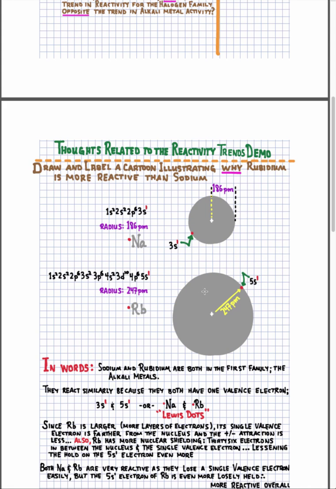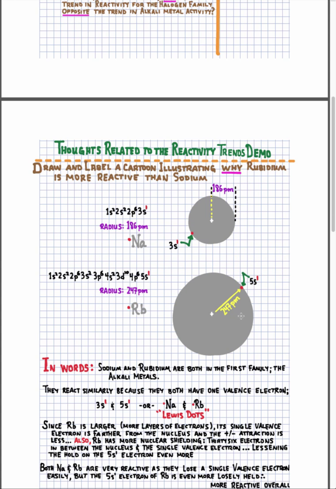The cartoon I drew is very simple. I have a large sphere, gray as if most metals are grayish or silver, representing a rubidium atom, and a smaller one representing a sodium atom. How would you know? 186, 247. You wouldn't unless you looked them up, but hopefully you know the trend is the lower down on the table you go, the larger the atom.